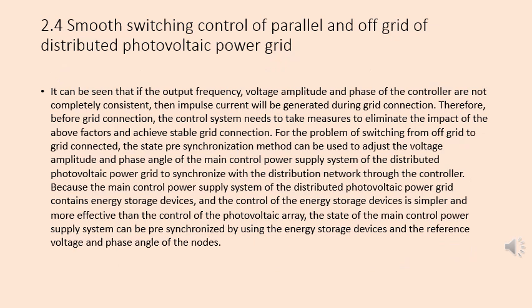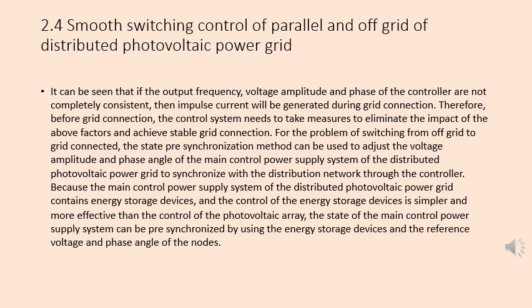It can be seen that if the output frequency, voltage amplitude and phase of the controller are not completely consistent, then impulse current will be generated during grid connection. Therefore, before grid connection, the control system needs to take measures to eliminate the impact of the above factors and achieve stable grid connection.